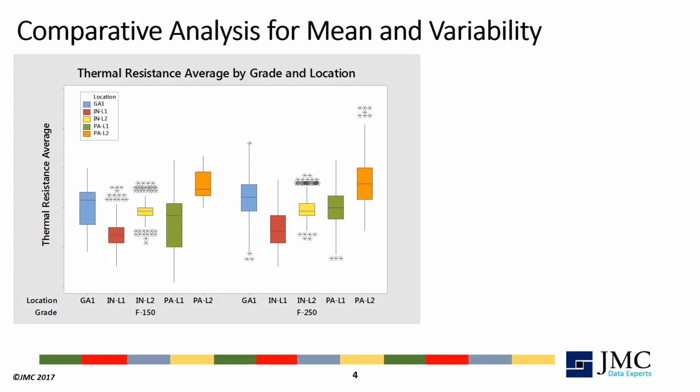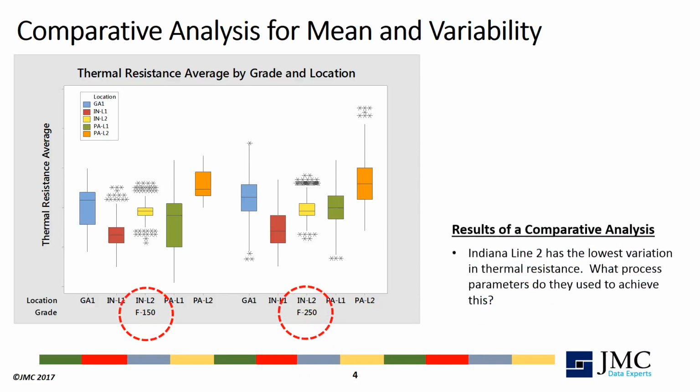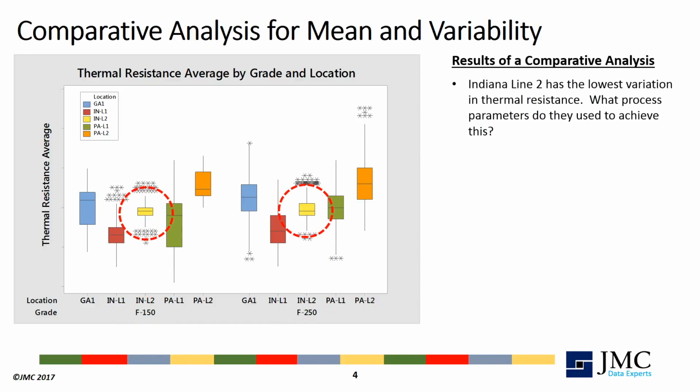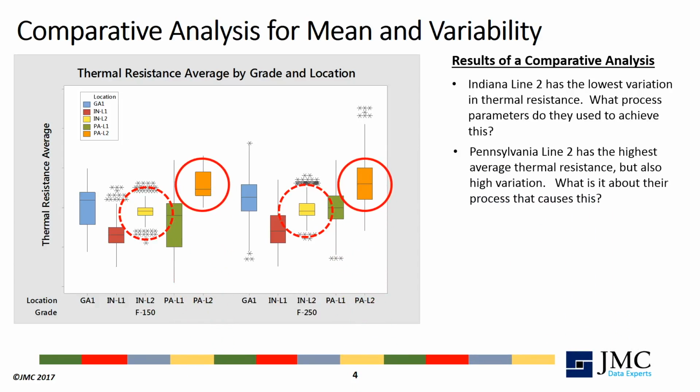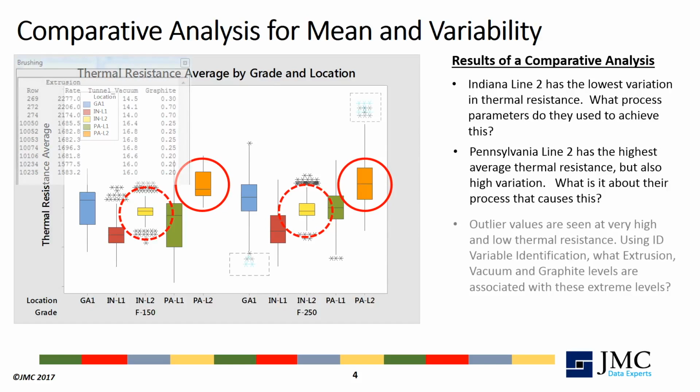Comparisons of process performance between different raw materials, machines, locations, shifts, etc. are always important in the analysis of historical data. In our case, the performance of 5 manufacturing lines for 2 product grades were compared with a box plot. The box plot identified Indiana Line 2 as having the most consistent thermal resistance, but Pennsylvania Line 2 had the highest average output. What was it about their processes that led to this performance?